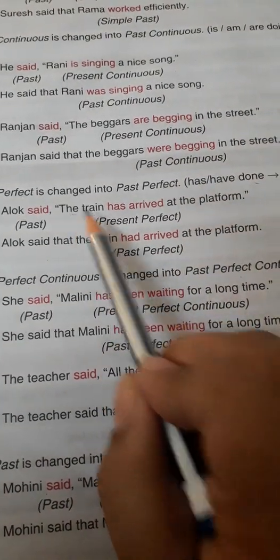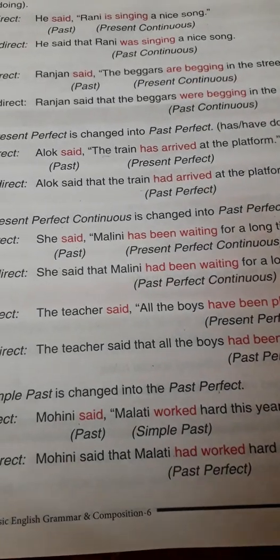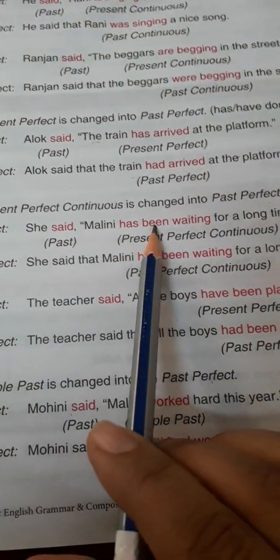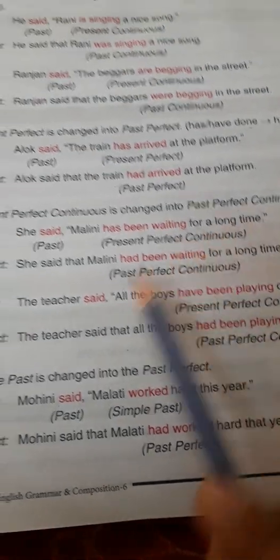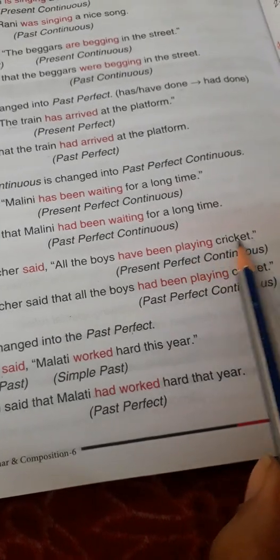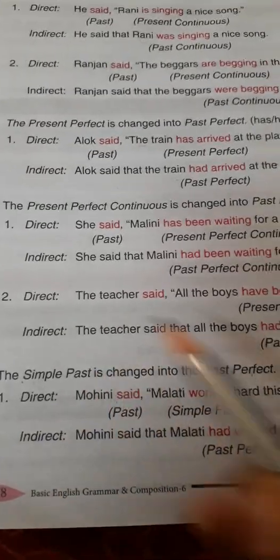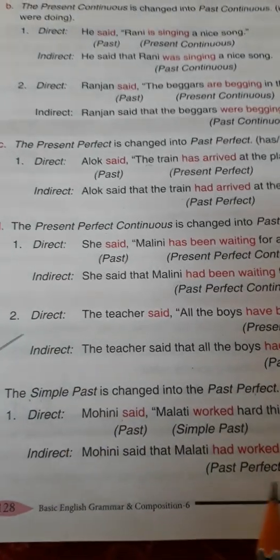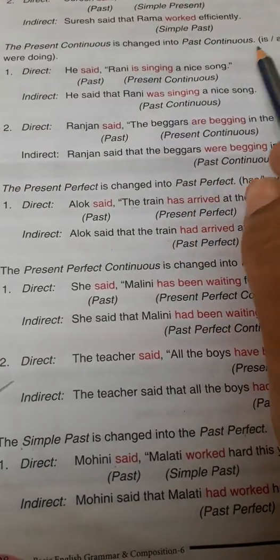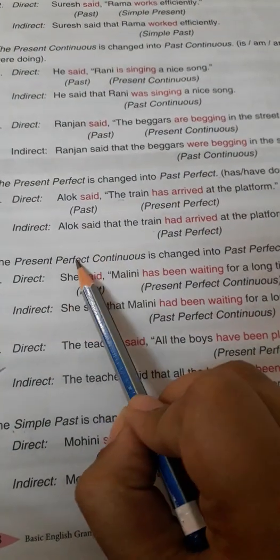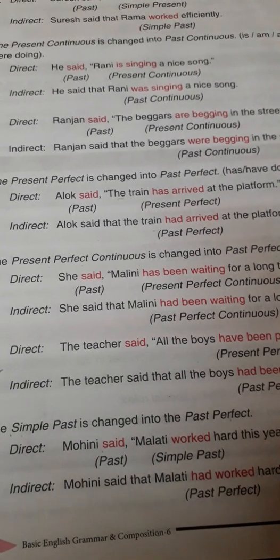This is the way to convert direct to indirect speech. Next is present perfect continuous to past perfect continuous. She said, "Malini has been waiting for a long time." She said that Malini had been waiting for a long time. The teacher said, "All the boys have been playing cricket." The teacher said that all the boys had been playing cricket. Now, this is for the present tense, where all the present will be converted into past tense: simple present to simple past, present continuous to past continuous, present perfect to past perfect, present perfect continuous to past perfect continuous. I hope up till here you all are clear.